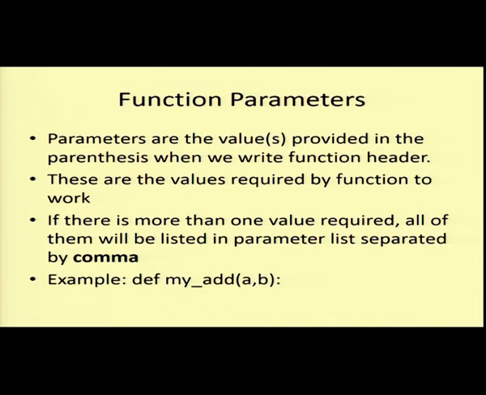Function parameters are the values provided in the parentheses when we write the function header. These are the values required by the function to work. If more than one value is required, then all of them will be listed in the parameter list, which is separated by commas. For example, here it is defined with def.